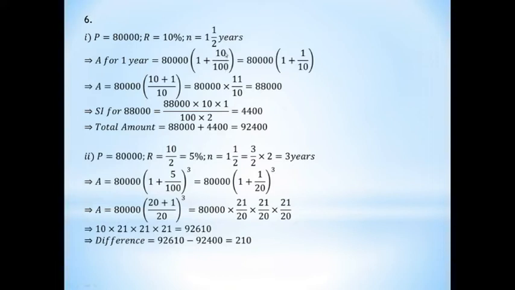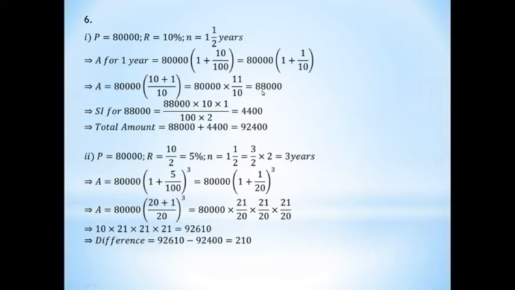That you can simplify it straight away. You will get 80,000 into 1 plus 1 by 10. That 10 will be taken as an LCM. Then, as we have seen here, 80,000 will remain and into 11 by 10. After calculating it, you will find out that 88,000 is the amount for 1 year.